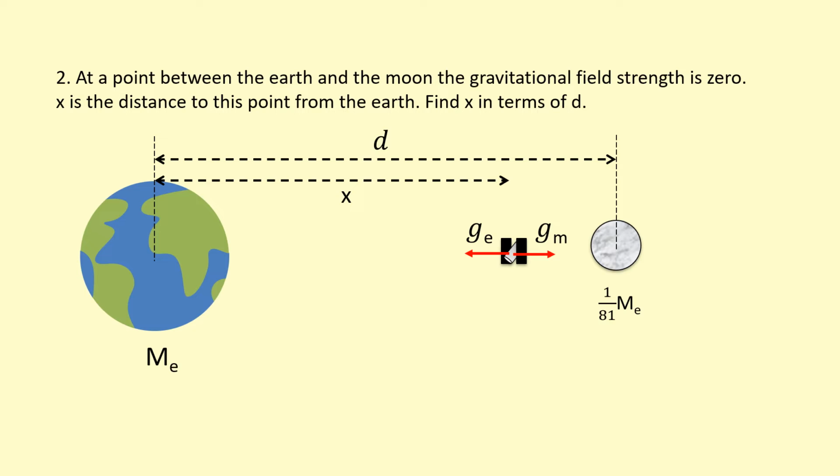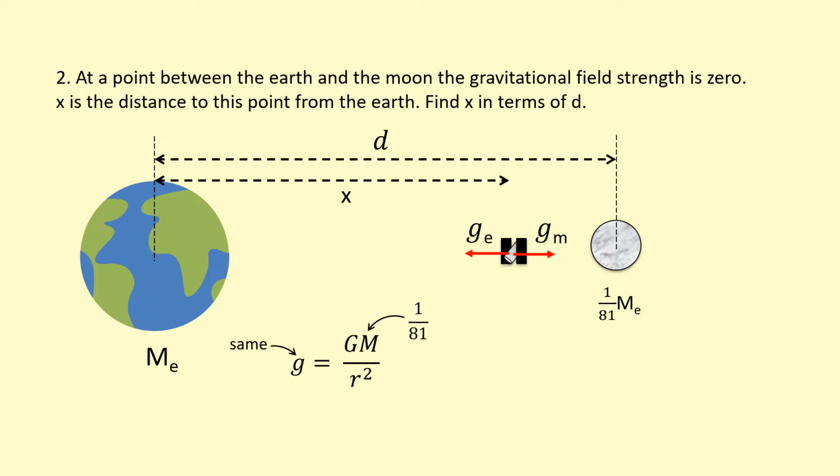This point is going to be closer to the Moon than it is to the Earth because the Moon's mass is much smaller, so it's going to have to be much closer to the Moon to get that same attraction. We can use this equation to figure out the ratio, and use that to figure out x. We know the mass of the Moon is 1/81 compared to the mass of the Earth, but we want the gravitational attraction at this point to be the same.